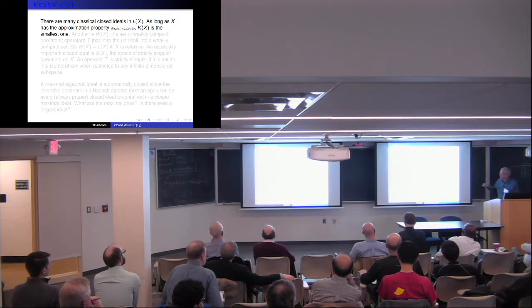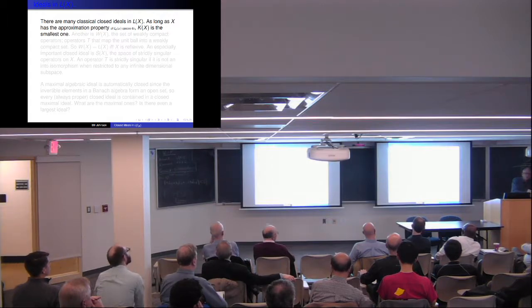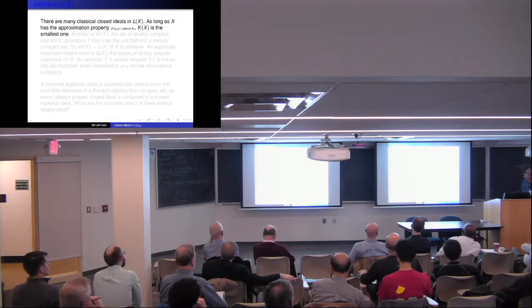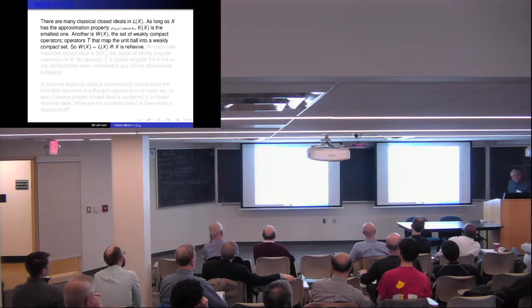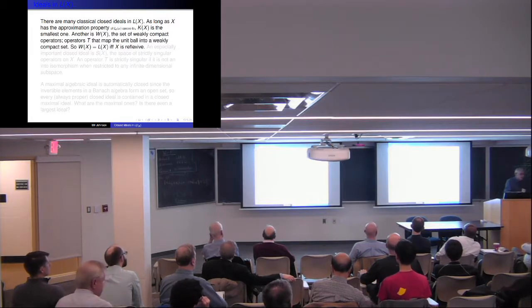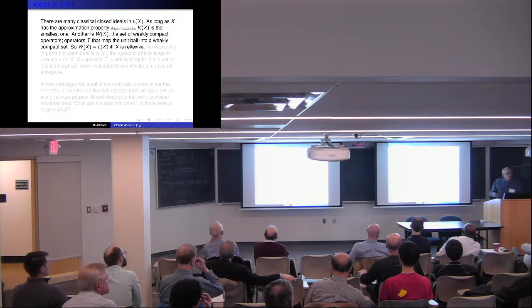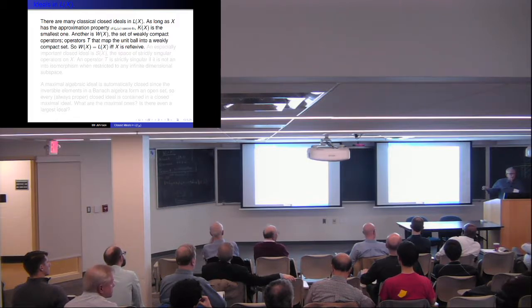So of course, if the space has the approximation property, as I said, you have a smallest one, the compact operators. If it fails the approximation property, the smallest one is the closure of the finite rank operators, but we're dealing with good spaces here. Another way of building them is to look at the weakly compact operators. These are operators that take the unit ball into a weakly compact set instead of a norm compact set. And if you have a non-reflexive space, this is another proper closed ideal. Of course, if and only if the space is reflexive, this is all bounded operators because there the unit ball is weakly compact.